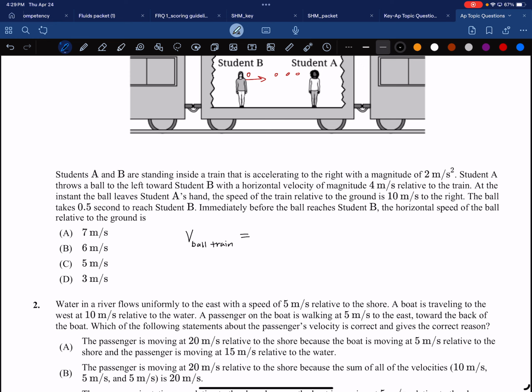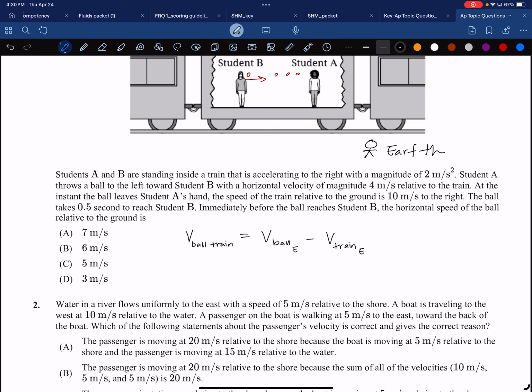The way that I set this up is that I know that there are two objects in this situation. So I'm going to say the velocity of the ball to the train, and I say ball to the train because they actually give you a value for that. It's going to be equal to the velocity of the ball to the ground, right? So the ball to the ground or ball to the earth, minus the velocity of the train relative to the earth. So I'm going to draw my earth here. This is earth, okay? Her name is Earth.